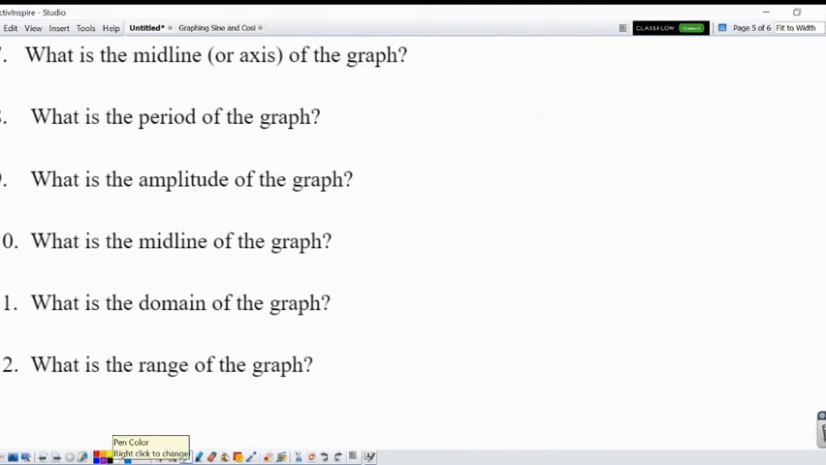What is the midline or axis of the graph? Well, just for the basic sine graph, that's right in the middle. It is the x-axis. That's a horizontal line, so we can say y equals 0, horizontal line. What is the period of the graph? How long does it take to repeat all of its values? That is one trip around the unit circle, and since we're in radians, we're going to call that 2 pi.